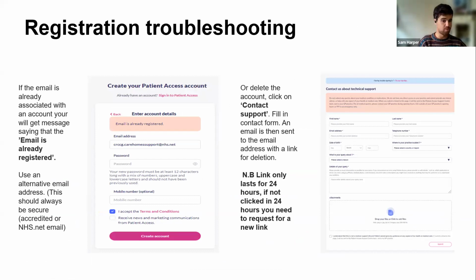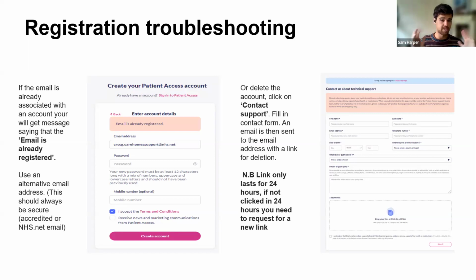Now, what you would do, either use an alternative email address. So again, it has to be secure accredited or NHS Mail. Or if you don't have an alternative email, you don't know why this message is coming up, you can submit a request to delete your account off of the system. So then it will work again, but it can take about 24 hours.